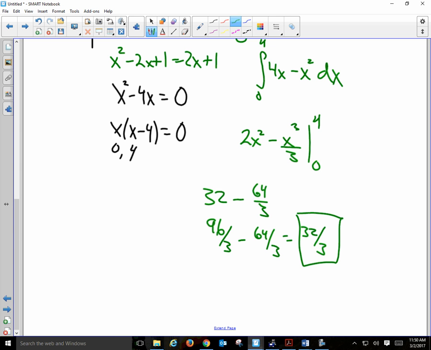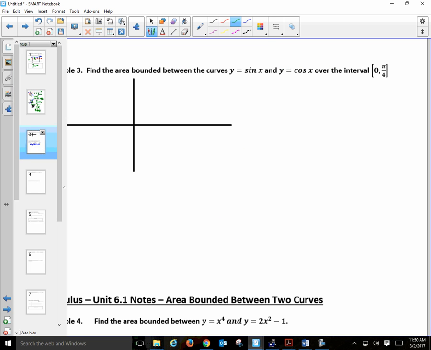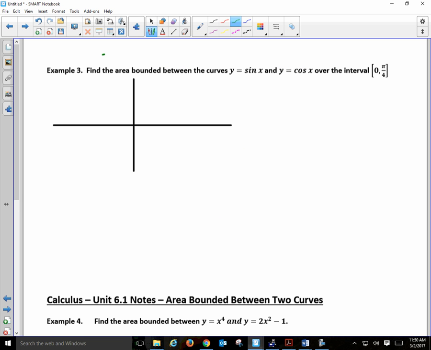What do you think? Not too bad? Let's try one involving trigonometry, because I know how much you love trig. And we will end with this for today. We'll pick up the other piece tomorrow.